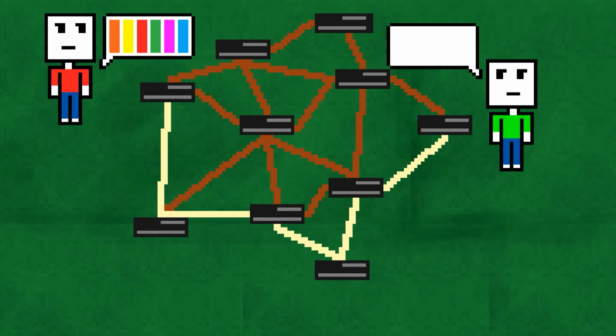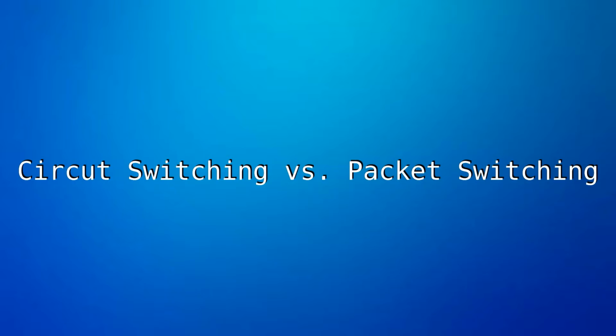Okay, now that we reserved ourselves a line, we can just send the colored blocks in order across the line to our green-shirted friend over there. Alright, cool. Now the green shirt guy has our desired message in order. That was the old method, circuit switching. Now let's look at the method that made the internet possible, packet switching.